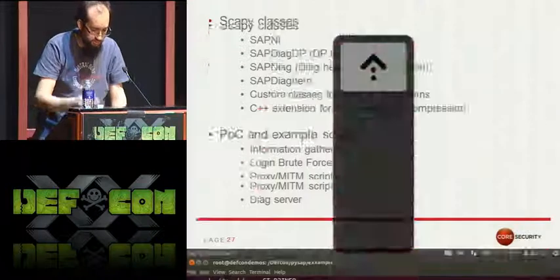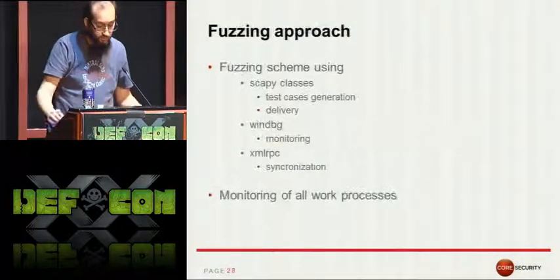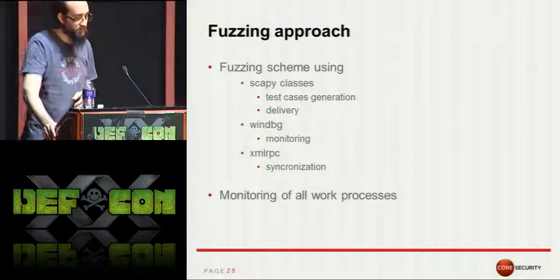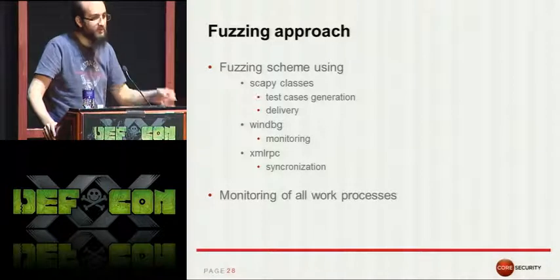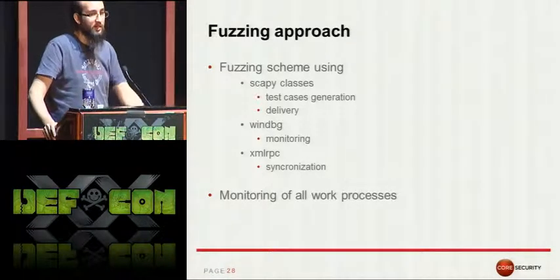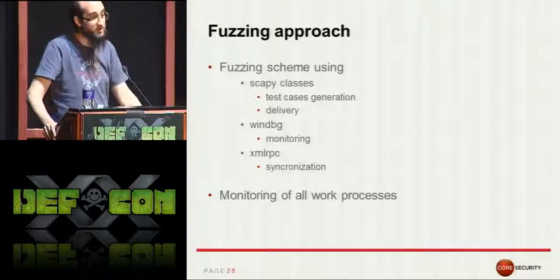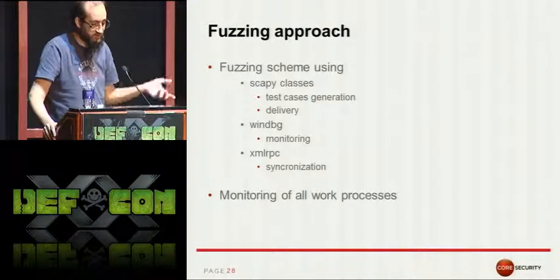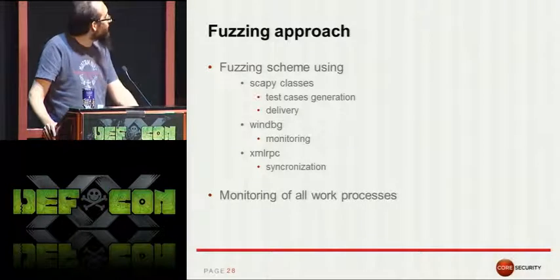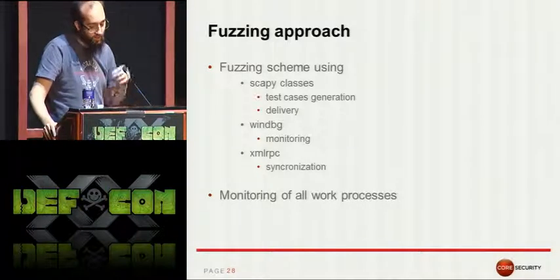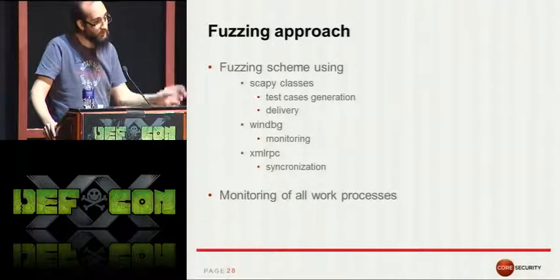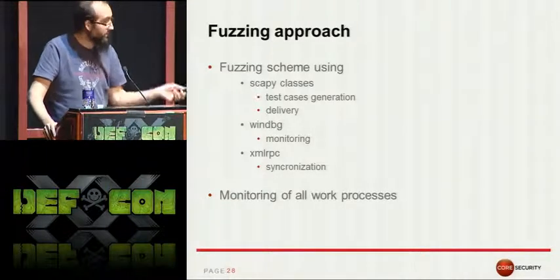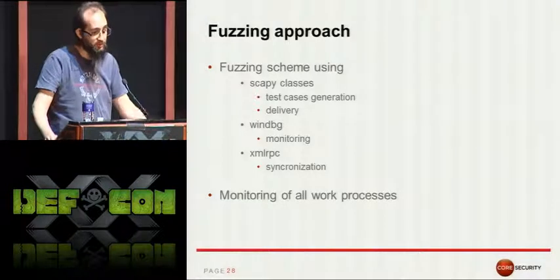So let's move on to how I use these tools. Well, one of my goals was to look if there's any vulnerability in either the GUI client or the application server. So I came up with this fuzzing approach for the test case generation, and for delivery of the packets I use my own SAP classes. I use WinDBG for monitoring of the target, and I use XML or RFC for synchronization between the different components.